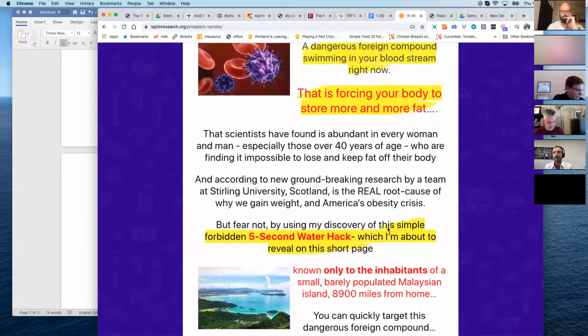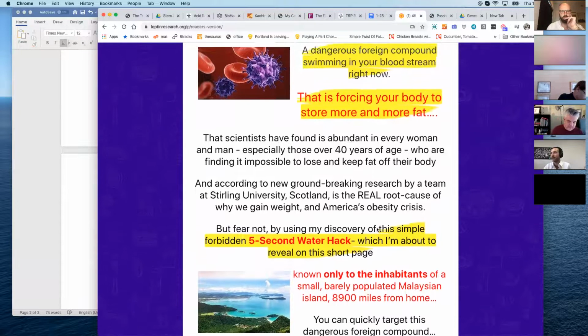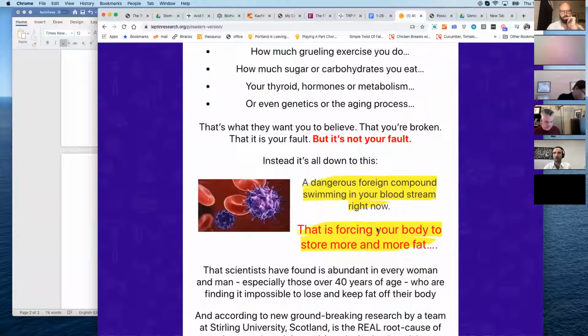So the point of this one is that he teases that there's this dangerous foreign compound here, but he doesn't actually start explaining what the foreign compound is.